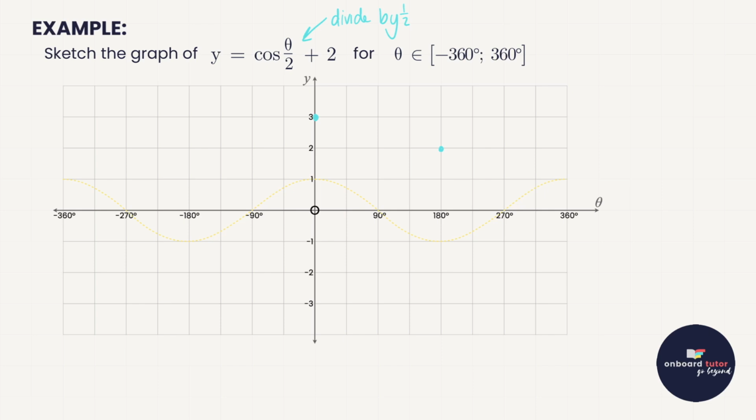Next up, so we've done this one and this one. We're going to look here at 180. Okay, again, we're going to take 180 and divide it by a half. So that's going to take us all the way to 360. And then we're going to take our minus 1 and we're going to plus 2. So 1, 2. That's going to take us up to the positive 1 there.